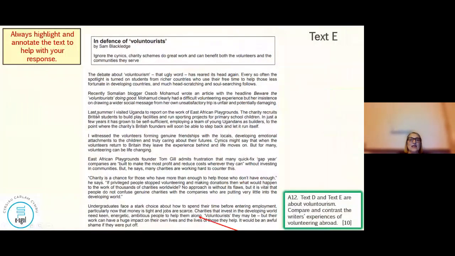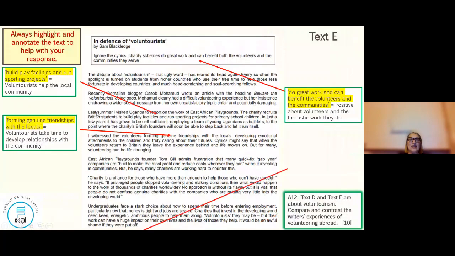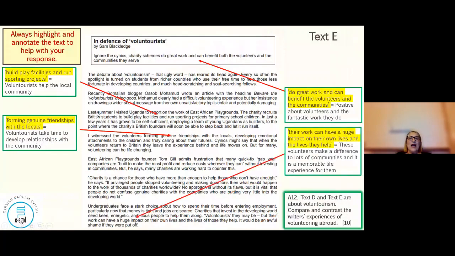Okay, then text E. I think I put in 4 points for text E. So again, I'm highlighting it, I'm annotating in relation to the question, which is, again, the writer's experience of volunteering abroad. I always need to keep that question in my mind, because that's one of the things on examiner feedback, is that often students don't answer the question. So you need to always make sure that you're referring to the question.